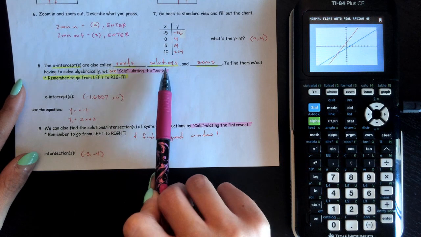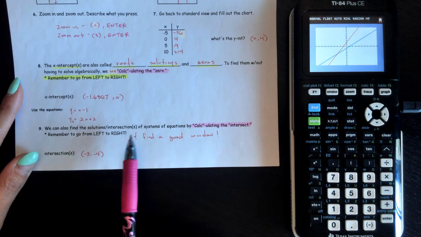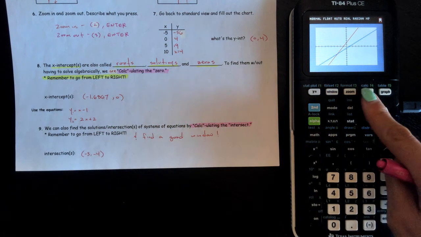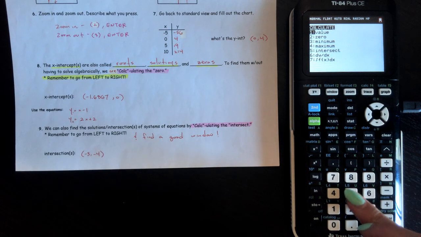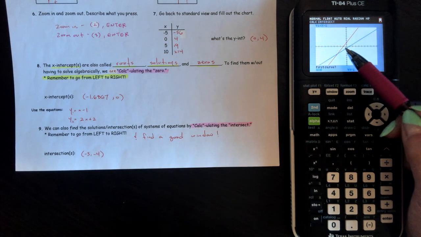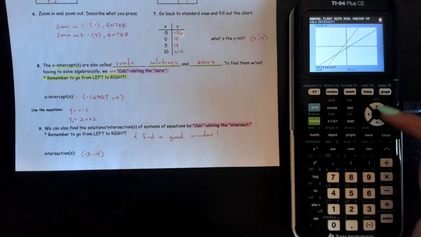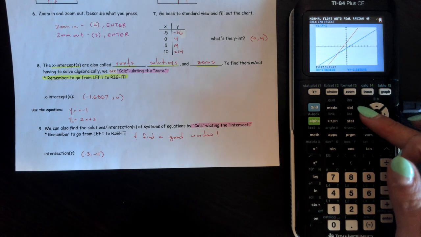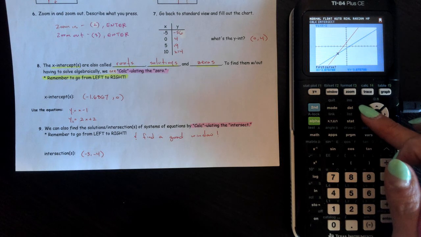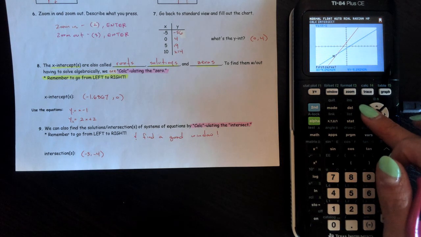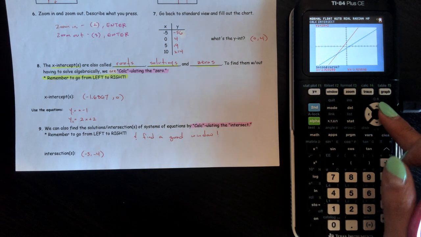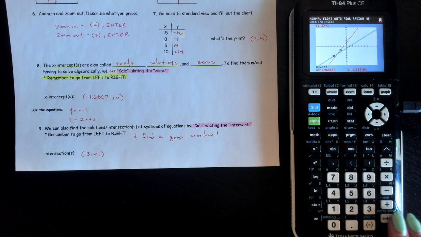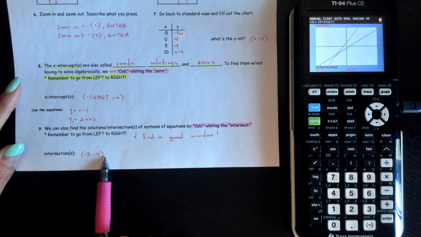Instead of calculating a zero, you're calculating the intersection. So calculate would be second trace, and then number 5, intersect. So you press 5. And I want to find this part right here. So again, don't press up and down. You go left, and you want to find the left of this intersection. It looks like it's about here, so I'm going to definitely go to the left of that. Press enter. I'm going to go to the right. Press enter. And then enter one more time. My intersection is -3, -4.